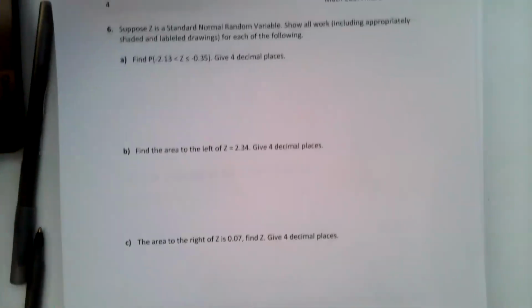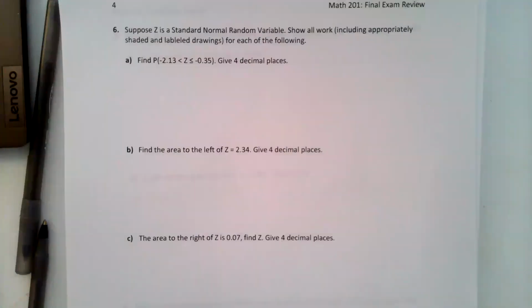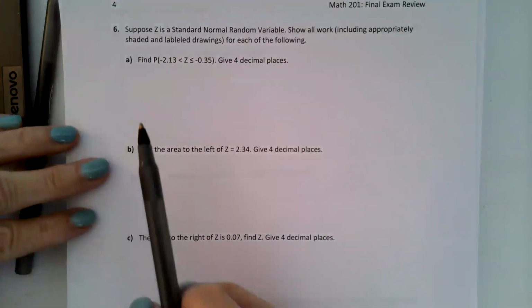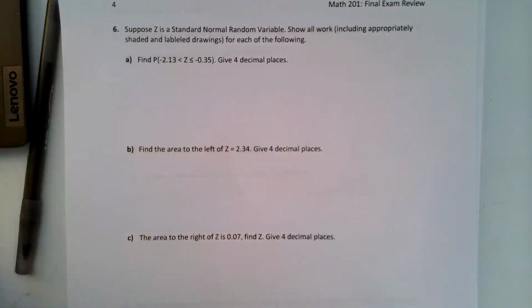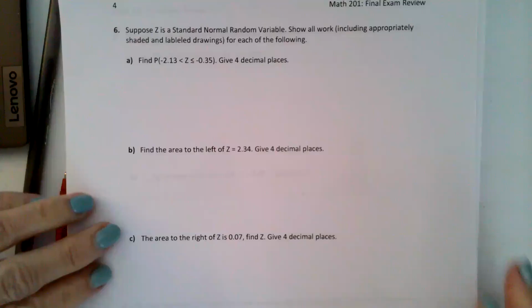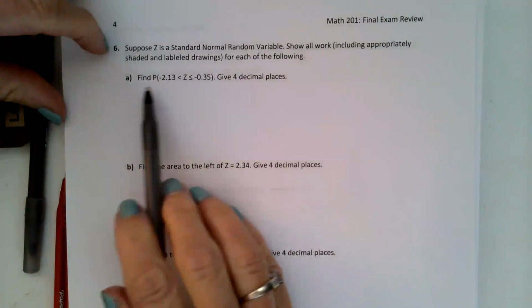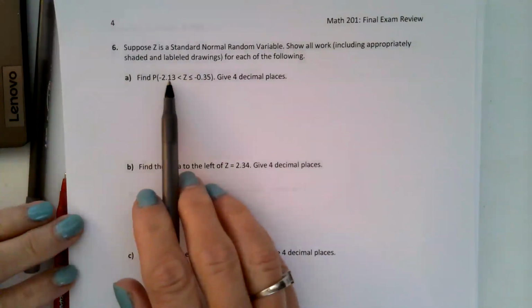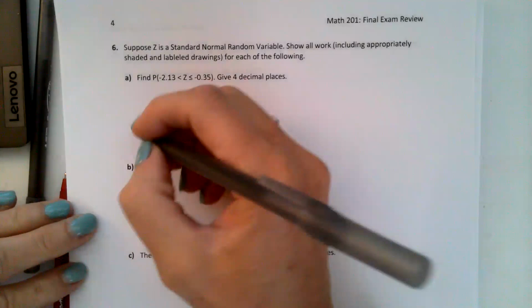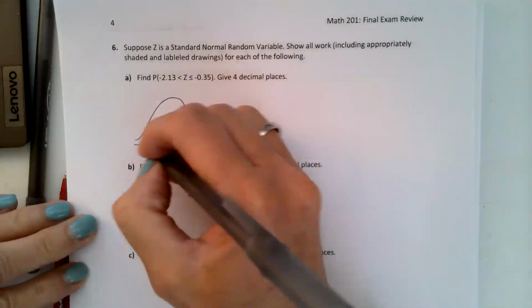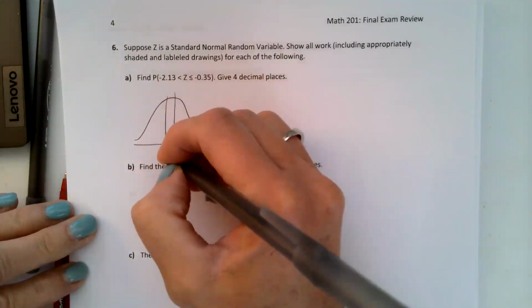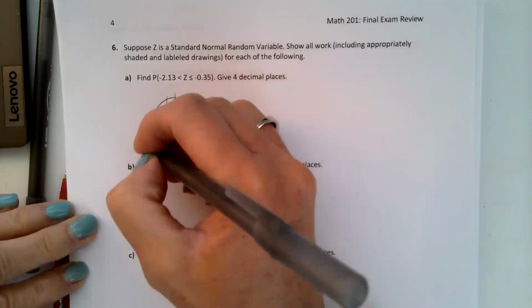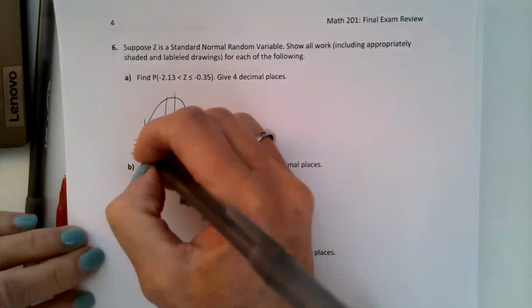And this is important because we use critical Z values in confidence intervals and hypothesis testing. So it says, suppose Z is a standard normal random variable. Show all work here. So we're going to try to include some graphs so we can get a picture of what's going on. It says, find the probability that Z is between negative 2.13 and negative 0.35. So they're both negative. So negative 0.35 is over here to negative 2.13.